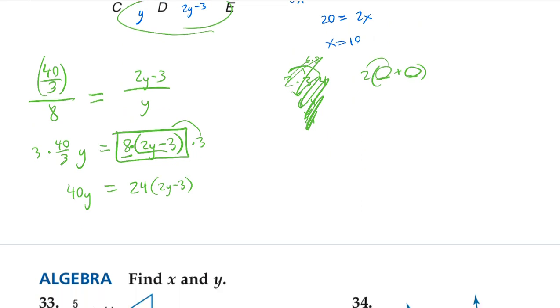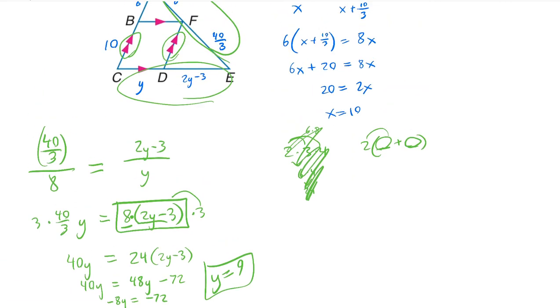All right, so anyways, distributing, we get 40y equals 48y minus 72. So subtracting, we get negative 8y equals negative 72. Dividing by negative 8, we get y is 9. Okay, let's plug it back in. We get 18 minus 3 is 15 here. Okay, so let's erase this. And then plugging it back in here, we get 9.